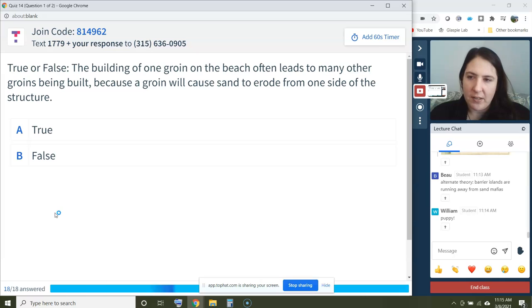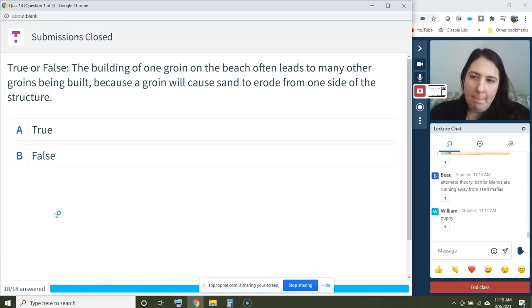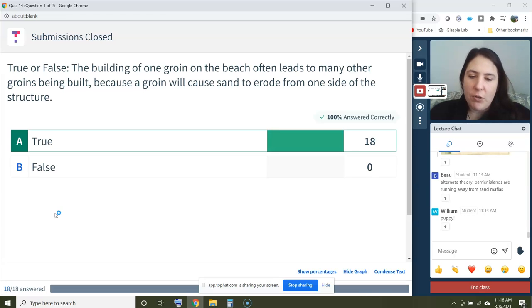All right, you guys are on top of it today. All right, and the answer here is true. That's exactly true. That's what you learned in the video. The building of one groin might be great for the landowner that builds it because they're trapping sand from longshore drift, but sand is going to be eroded from the other side of the groin, and so their neighbor may then decide to build one too. And that continues.